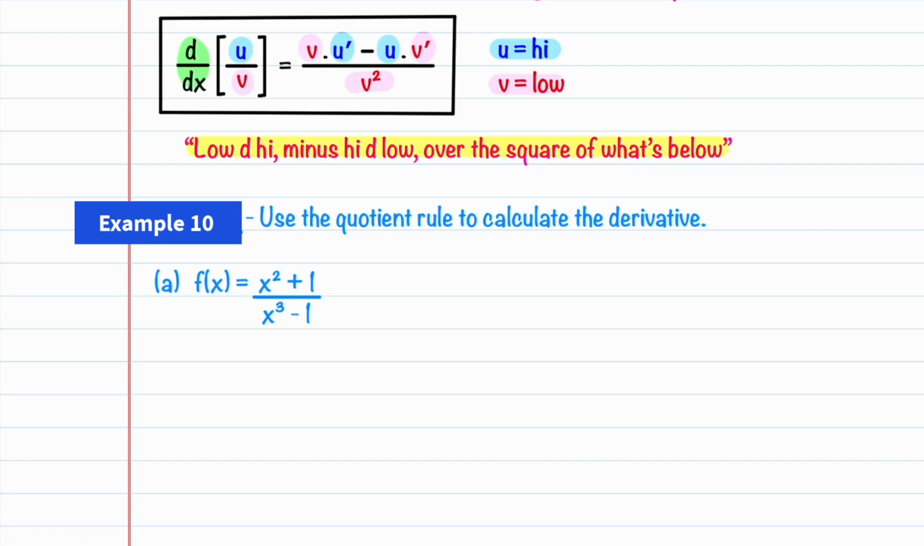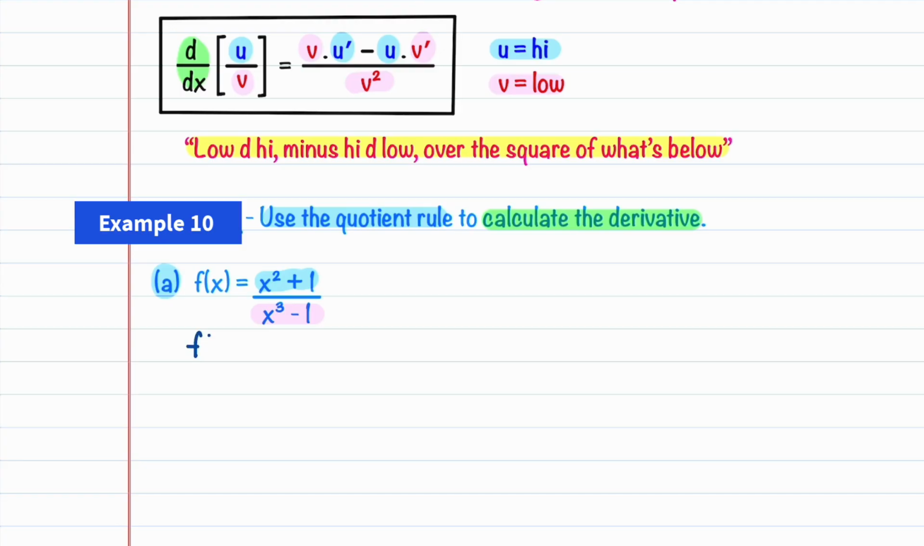In this example, we are going to use the quotient rule to calculate the derivative. In part A, our function f of x is x squared plus 1. That is the top function. And it's divided by x cubed minus 1, which is the bottom function.